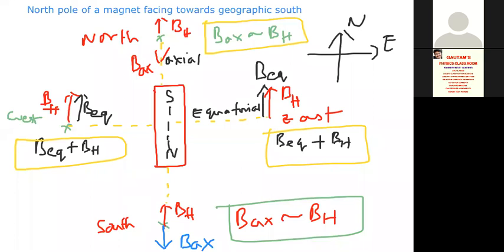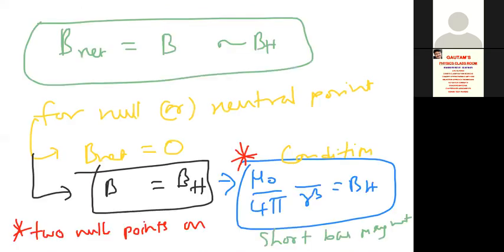So for null points, the condition is that the two fields must be opposite and equal. We are obtaining opposite conditions only at the north and south. From this information, now what should I write here? I am taking first of all the B axial. I want to find B net. B net means what should I write?